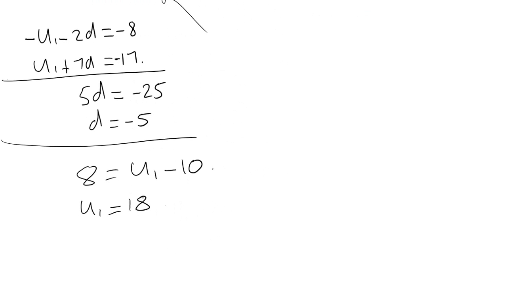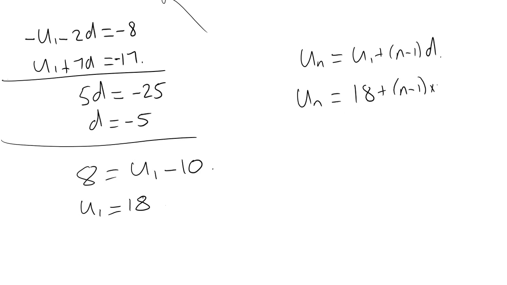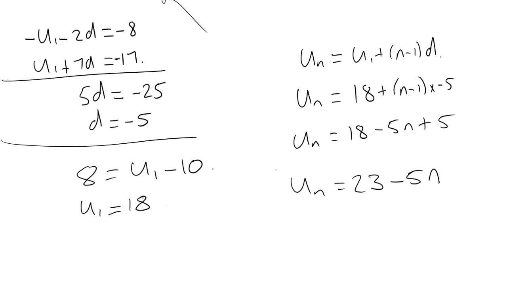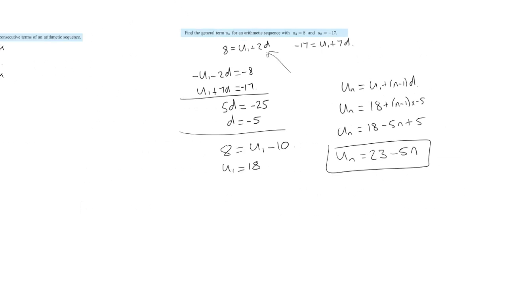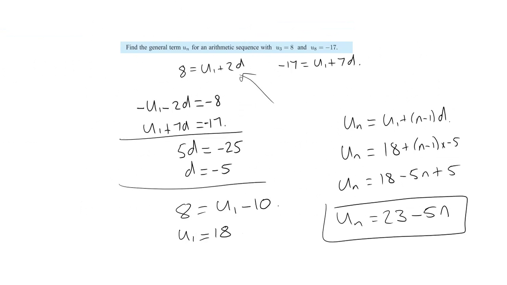So all I need to do now is pop those into the general formula. And again, my general formula is un equal to u1 plus n minus 1 d. So un in this case is equal to 18 plus n minus 1 times negative 5. If I simplify this, I can expand those brackets. I'm going to have minus 5n and a plus 5. This is going to leave me with the final answer of 23 minus 5n. Okay, so there is my general formula for this particular scenario.